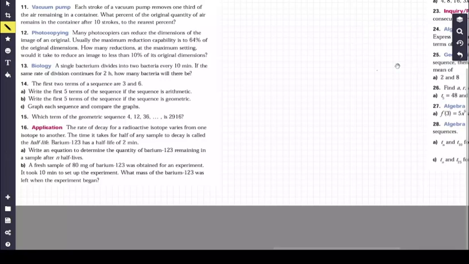The first two terms of a sequence are 3 and 6. If the sequence is arithmetic, this is going to give us 3, 6, 9, 12, 15, because we add 3 every time. Now, if the sequence is geometric, it will be multiplied by 2. So that will be 3, 6, 12, 24, and 48. Right? Very straightforward.